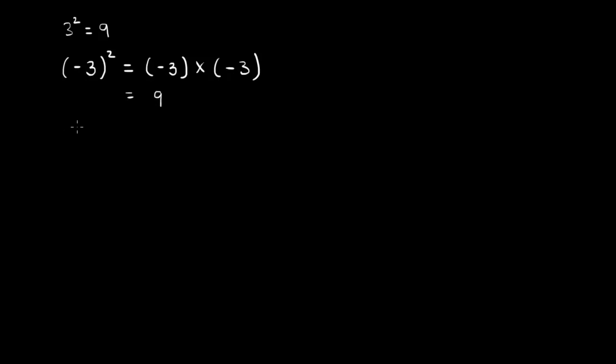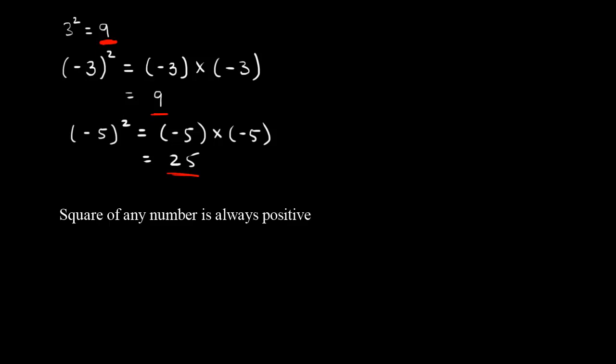If I ask you what is the square of minus 5? The square of minus 5 will be minus 5 multiplied by minus 5, which is equal to 25. Now look at all the answers. All the answers are positive. So we can say that the square of any number is always positive.